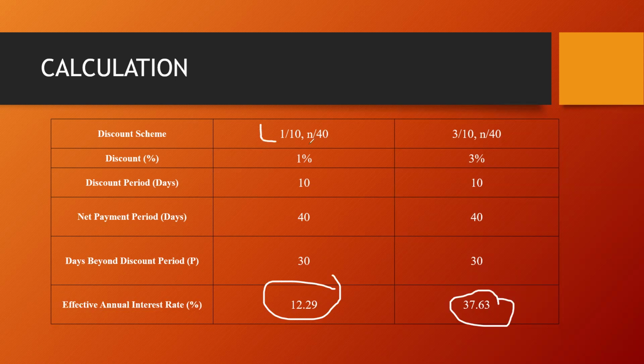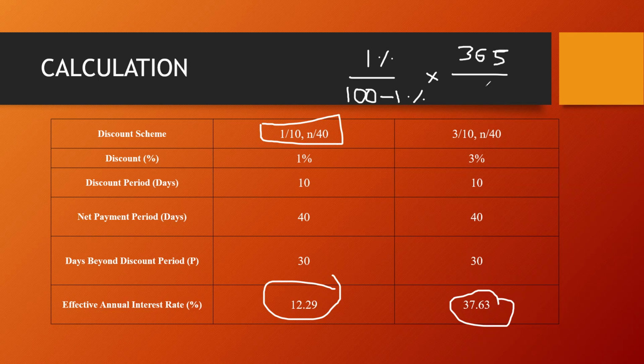It's simple. You need to use the effective interest rate formula, which is 1 divided by 100 minus 1, I mean the percentage, into 365 days. You take 365 divided by 40 minus 10. This is the credit period and the discount period, which gives 30 days. If you solve it using the calculator, you will get 12% for 1 divided by 10 net of 40.